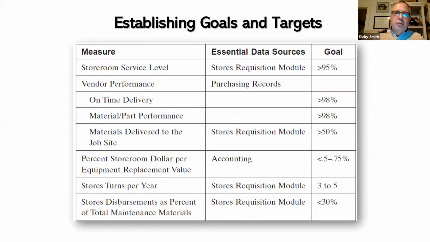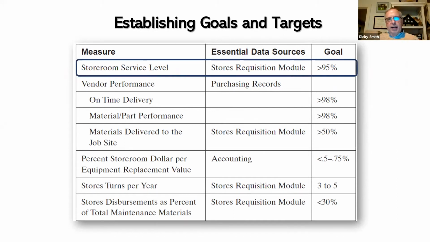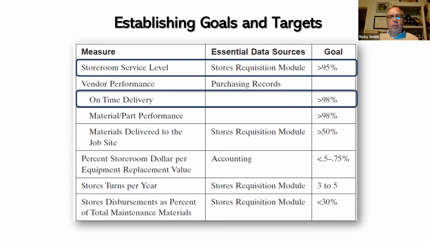So establishing some goals. These are important. So storeroom service level, 95%. That means 95% of the time that someone goes to the storeroom to check the part out, the system says it's in there, and 95% of the time it is there. Okay. Vendor performance. I like this one a lot. On-time delivery. I want to measure my vendors. Probably none of you have problems with vendors delivering on time. I did. That's why this one is important to me.